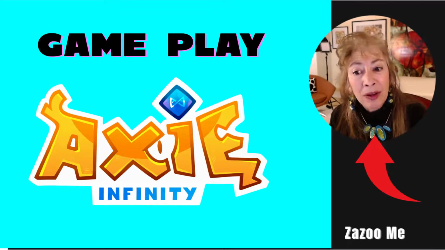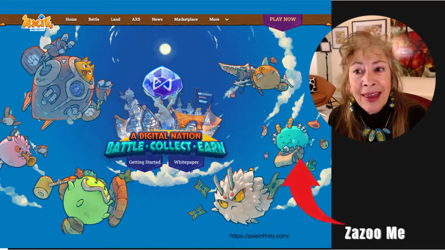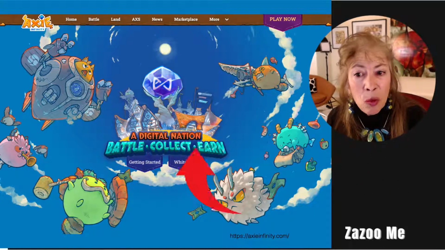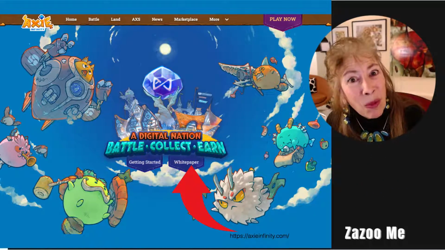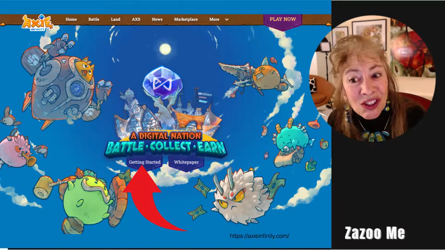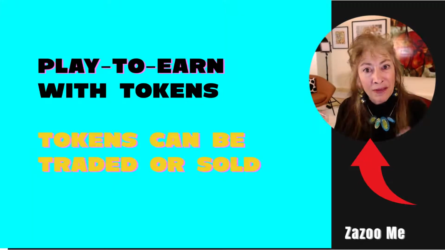Now, what about gameplay? Well, Axie Infinity has created a ton of utility around their NFTs. And if you want to know what they're about, you read their white paper. That's what this is, and that's why it's called that, and how to get started. So they make it easy for you to become a part of this.